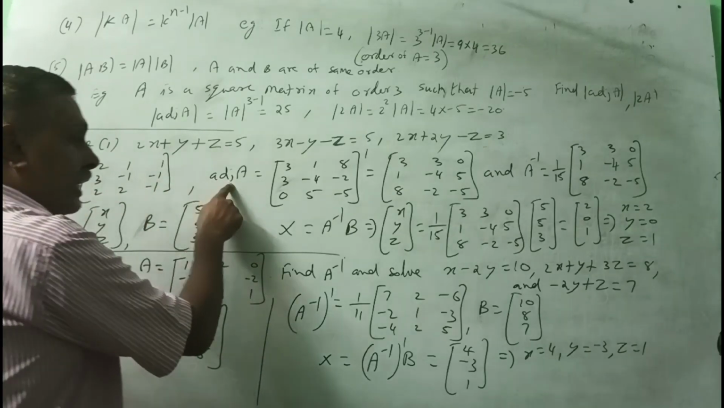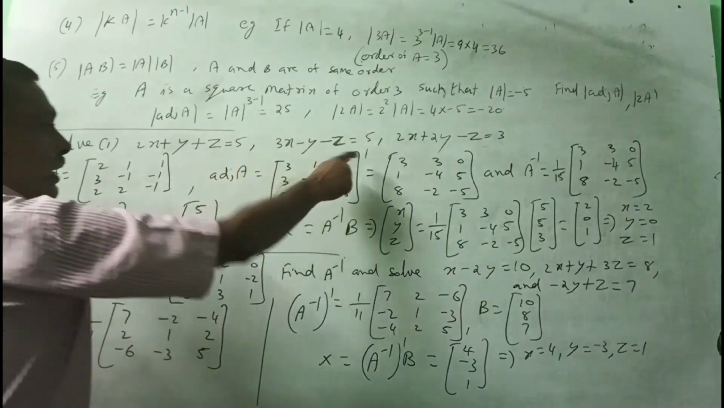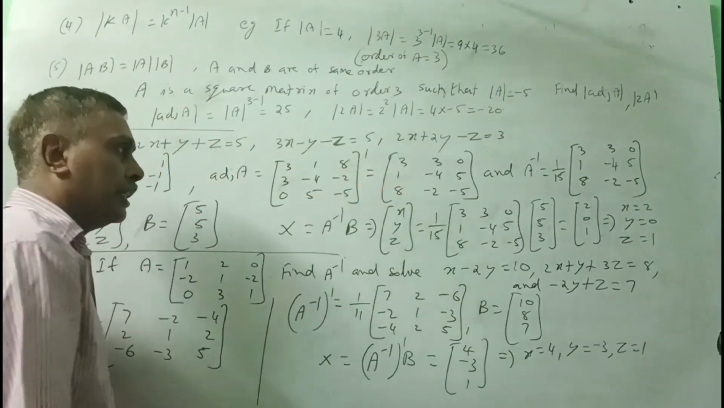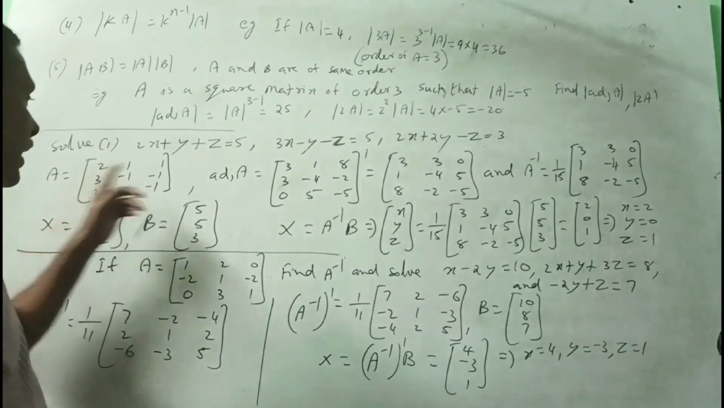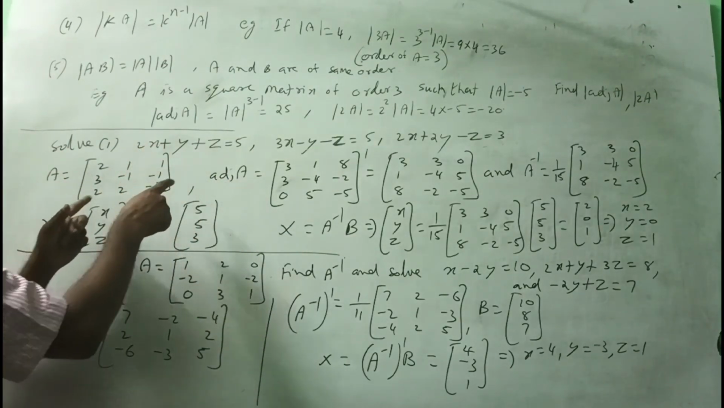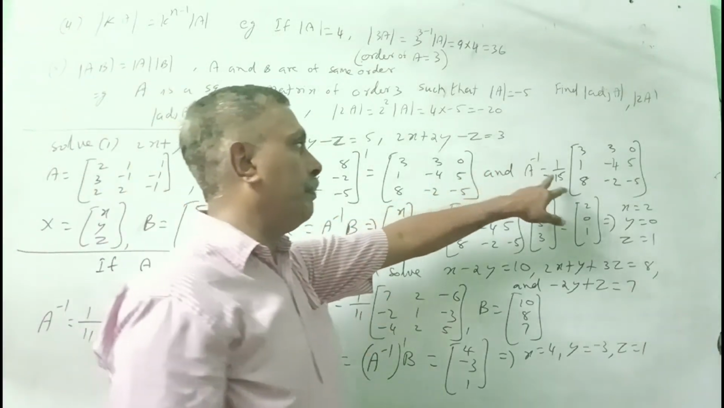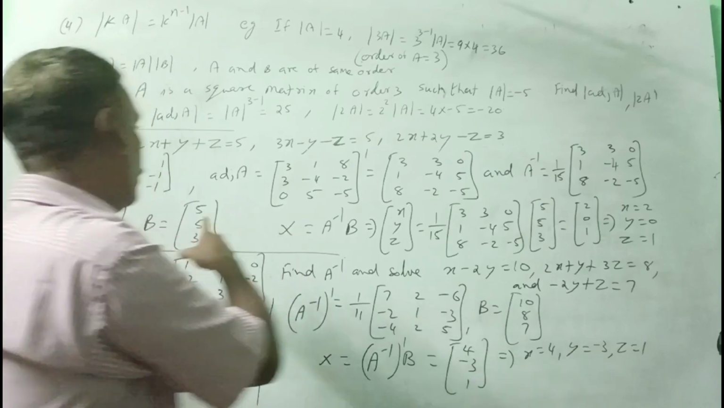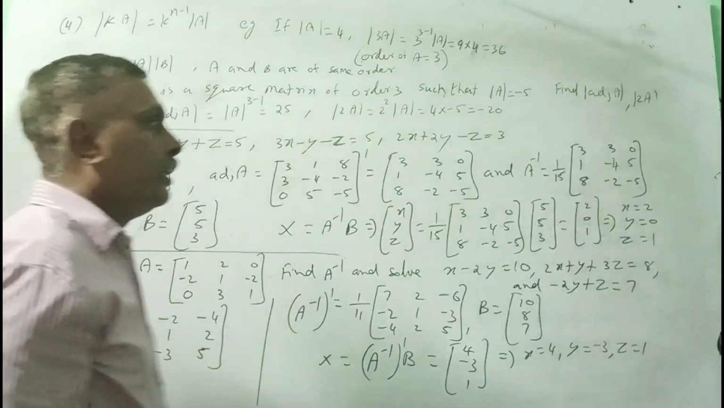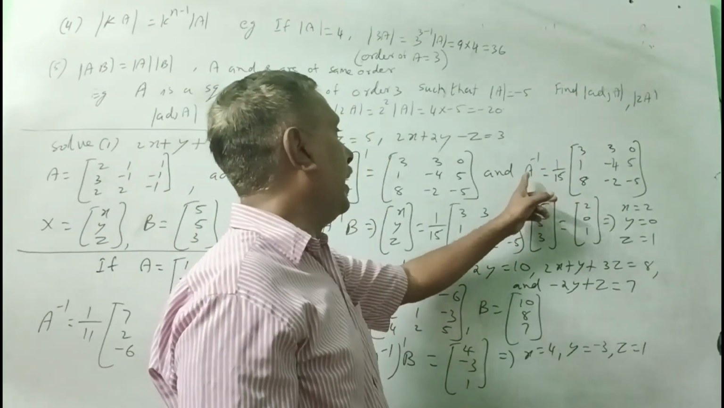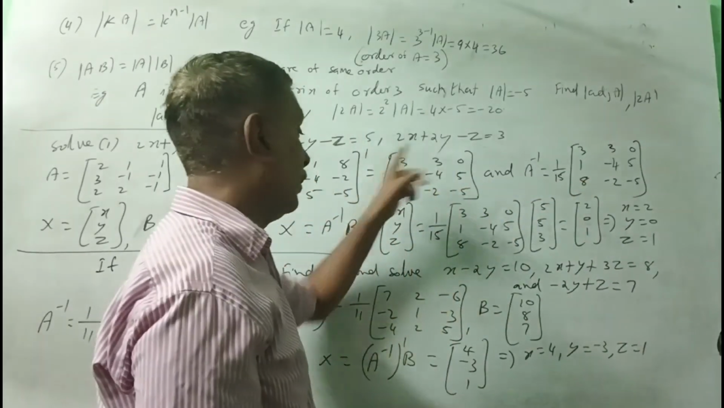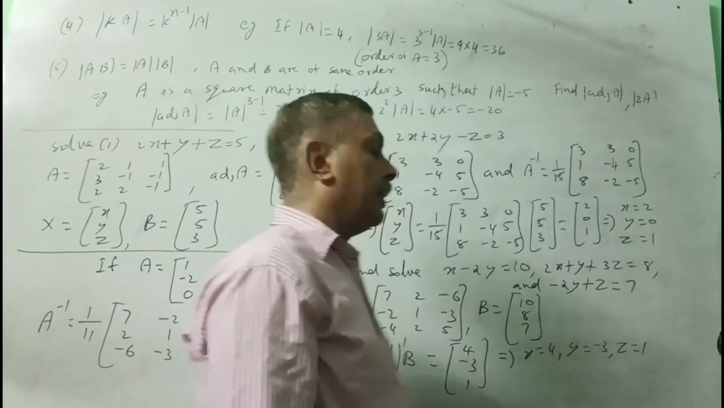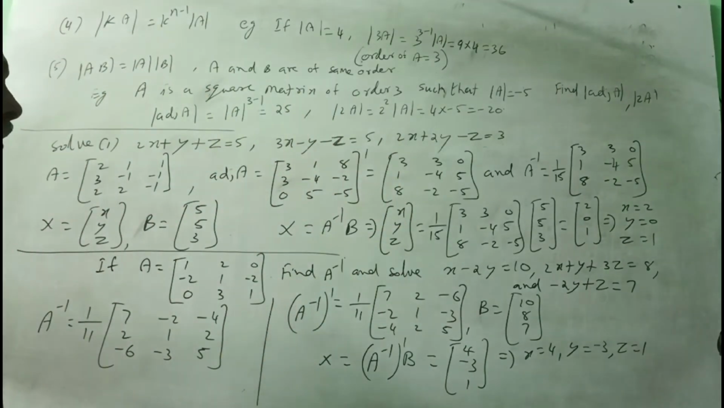Then you find its adjoint: write all the cofactors, take the transpose, and you will get adj A, which is written there. You divide adj A by determinant A, which you know how to calculate, and you will get A inverse. So A inverse equals 1 by 15, because 15 is the determinant value calculated. The result is A inverse equals adj A divided by determinant A. So that is A inverse.